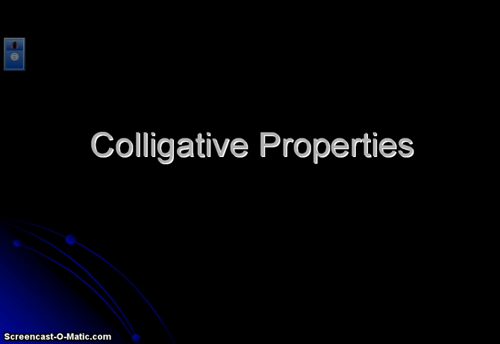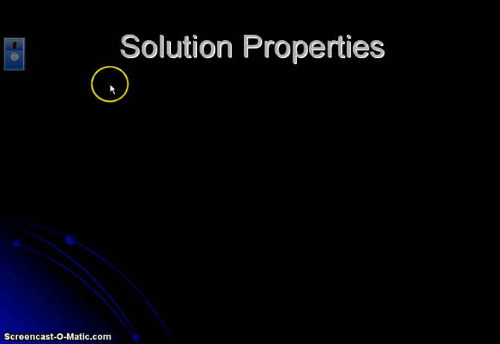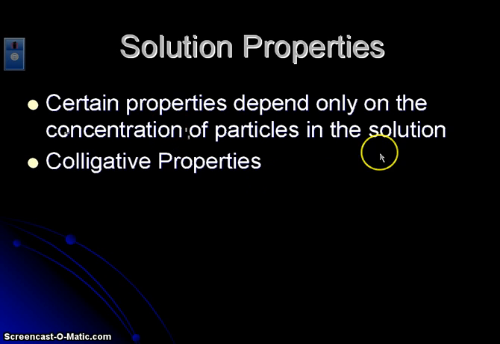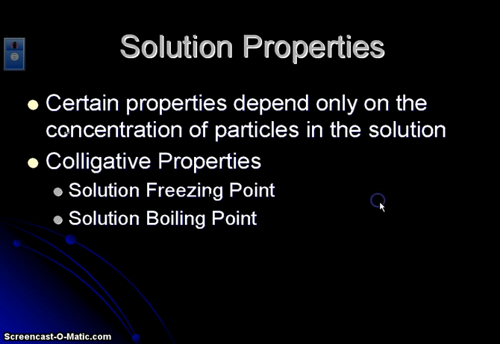In this video, we're going to talk about colligative properties. These are properties of solutions that are dependent only on the concentration of the particles in the solution, and you may be familiar with some of these. Some properties of solutions depend only on the concentration of the particles in solution. They don't depend on what those particles are, and those are called colligative properties. We're going to focus on three of them: solution freezing point, solution boiling point, and solution vapor pressure.